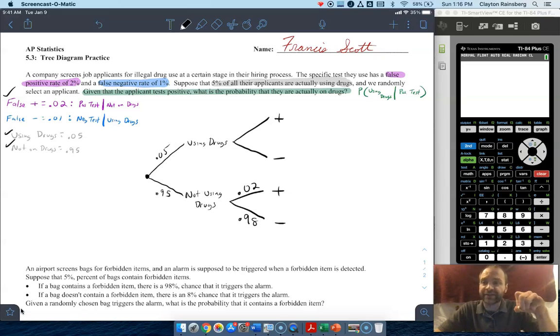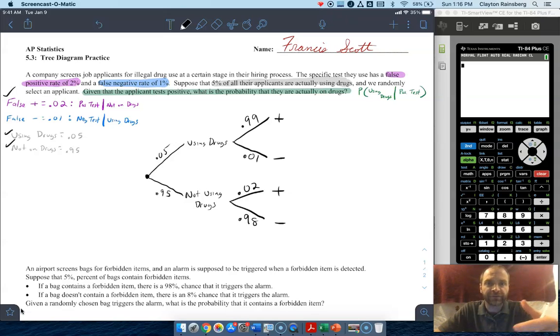A false negative is that they are on drugs. They are using drugs. Given that they're using drugs, they're going to test negative. So right there is our 0.01. And this is our 0.99. So there we are. There is the tree diagram that outlines this situation.